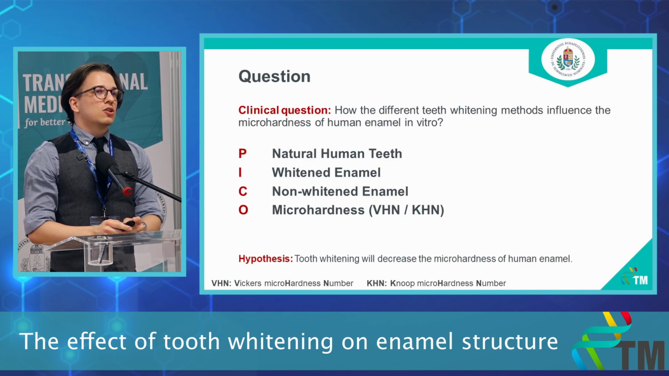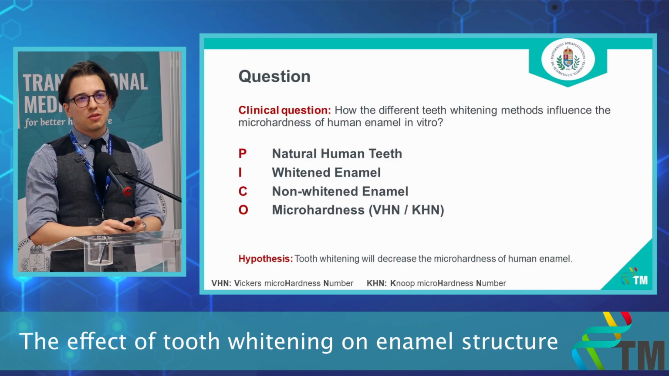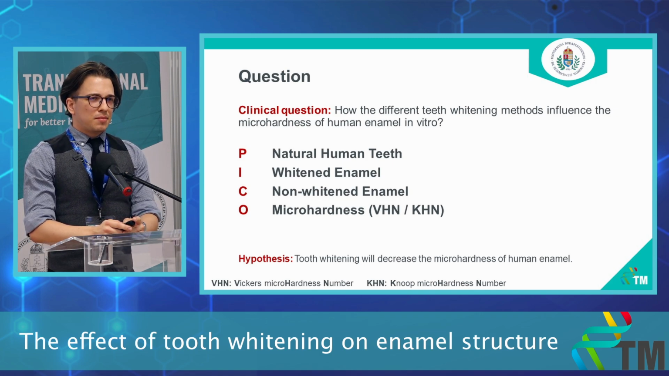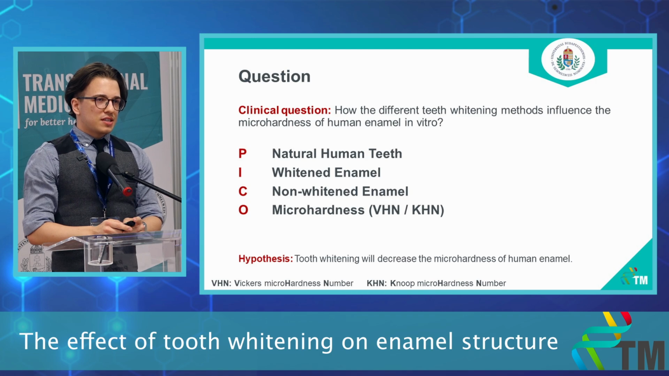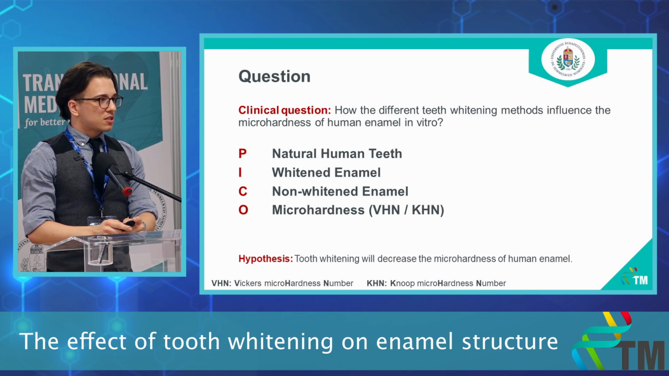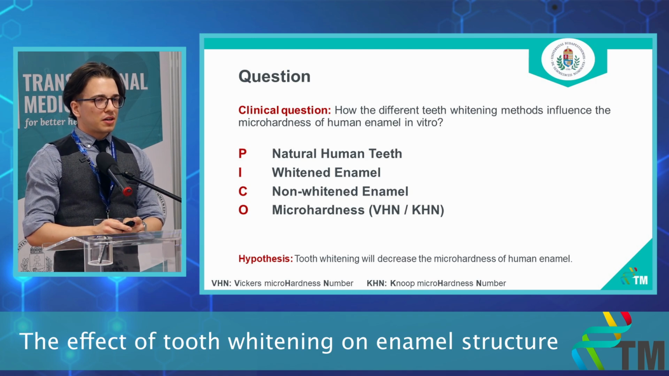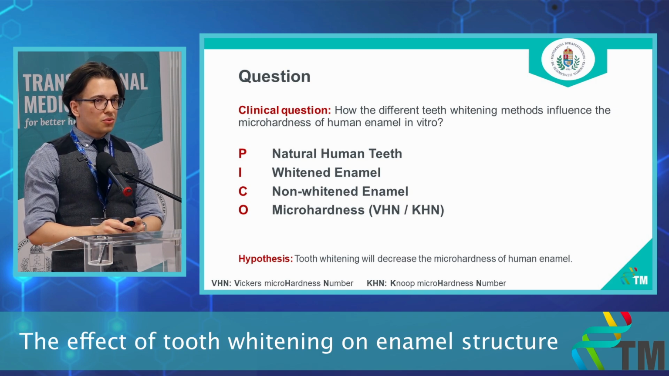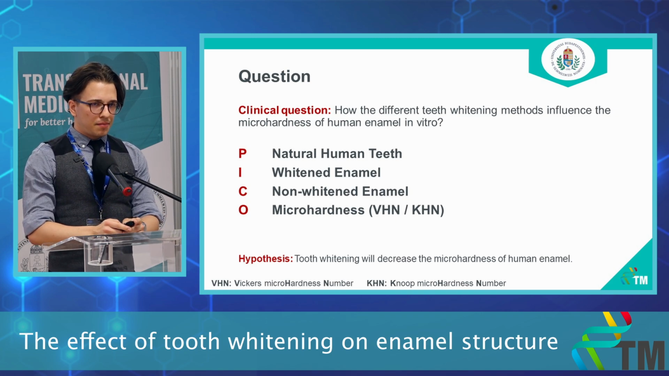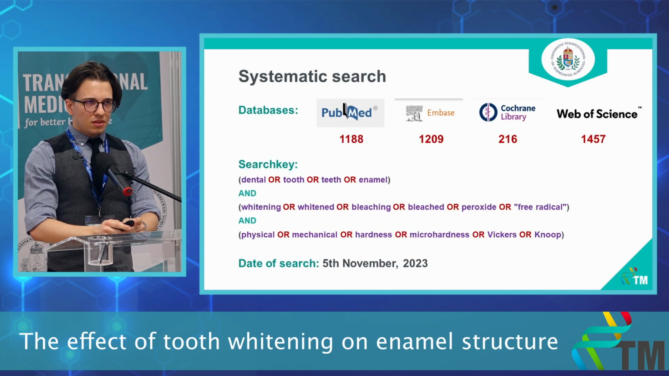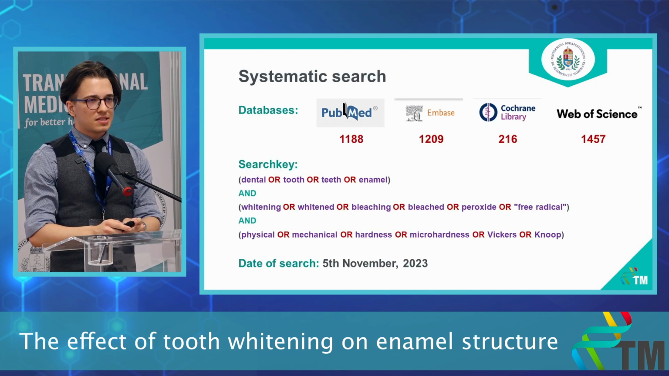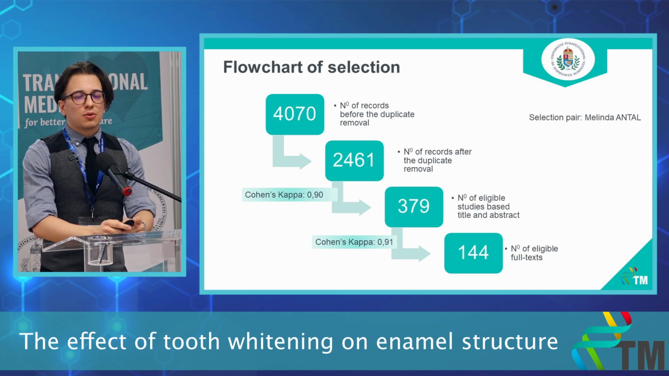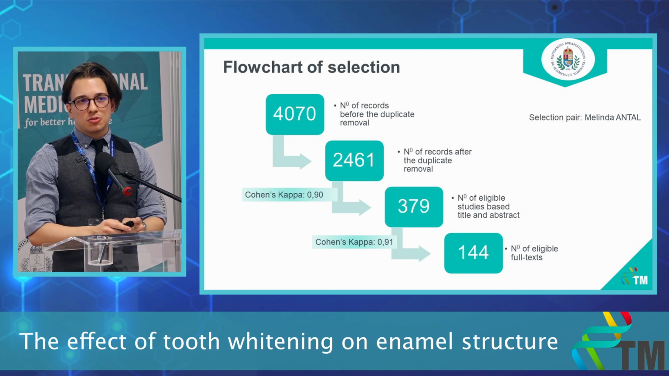Which leads to my clinical question: how will the different teeth whitening methods influence the microhardness of human enamel in vitro? Microhardness is measured through the Vickers microhardness number or the Knoop microhardness number. My hypothesis is that tooth whitening will decrease the microhardness of human enamel after bleaching. On this slide, you can see my systematic search, and after completing each step, I was left with 144 eligible full texts.